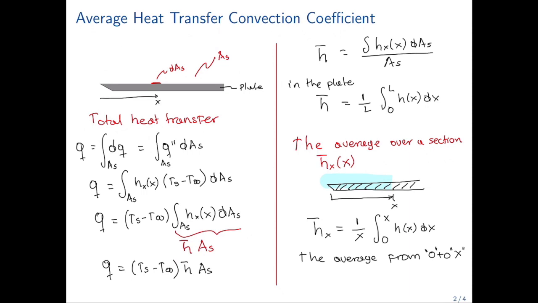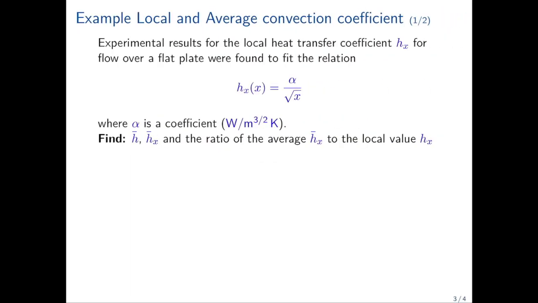Okay, let's have an example of these three definitions. In this example, we have some experimental results that give us an expression for h of x. That expression is h of x equal to alpha divided by the square root of x, where alpha is a real coefficient, and it has some weird units because it's watts divided by meters to the 3/2 multiplied by Kelvin, in such a way that the units are going to be the units of a heat transfer convection coefficient. And we need to find the average h and the ratio of the average over the local value h of x.